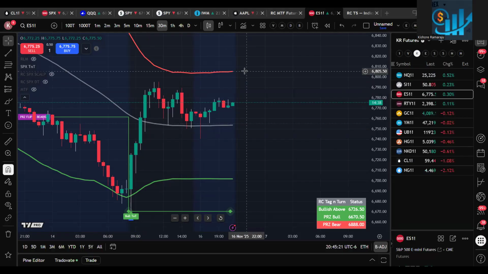So how to take bull puts and bear calls? I already did multiple videos. You're right, you cannot do it in the prop firms, but this is an option strategy for personal accounts where you sell a higher strike put and you buy a lower strike put. For bull puts. For bear calls, you sell a lower strike call and buy a higher strike call. So I did multiple videos.